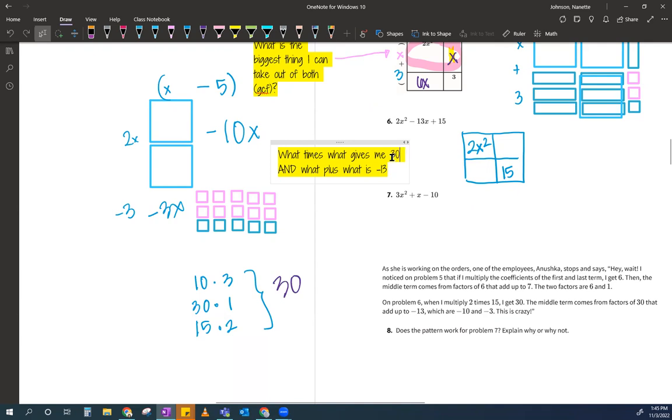So what times what gives me 30? I don't see a 30. Does anybody see a 30? Can anybody make a 30? Where do you see a 30? Because if you find this 30, then we're done because we can use Nathan's trick every single time.